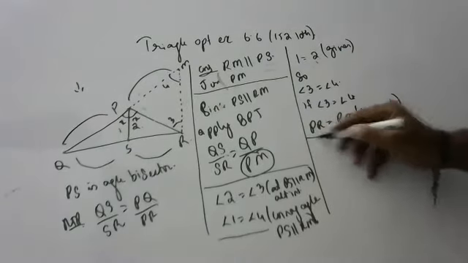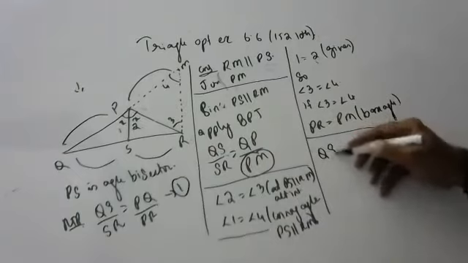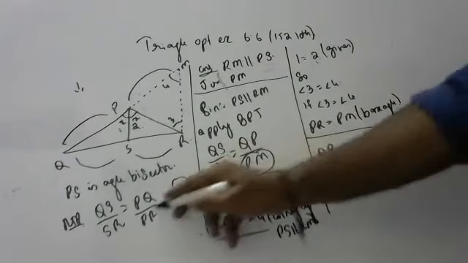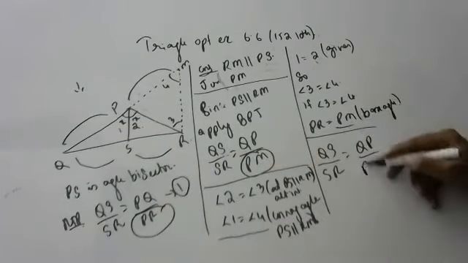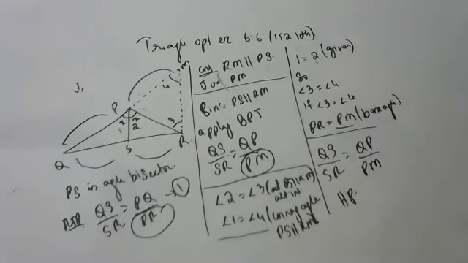Okay, children. Now substitute this in equation 1. So what happens? QS by SR is equal to QP by, instead of PR, what can I write, children? PM. Hence proved. That's it. You have to draw one parallel line, children. That's it. Nothing else. Over. The sum is over. I hope you enjoyed it.